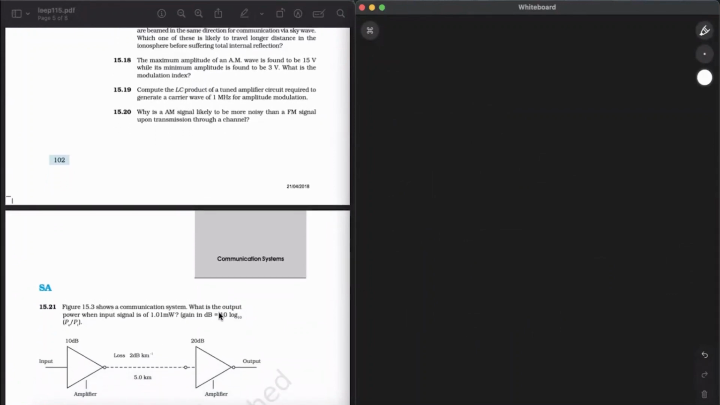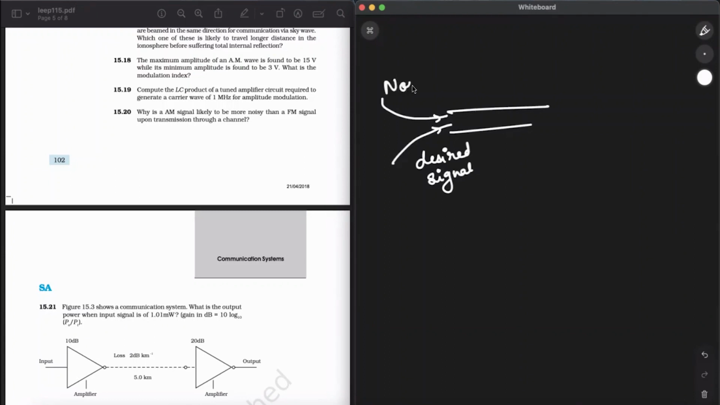Why is an AM signal likely to be more noisy than an FM signal upon transmission through a channel? This is a conceptual question, and I'll just tell you the reason why it happens. In an AM signal, the instantaneous voltage of the carrier wave is varied by the modulation wave voltage, so during transmission through a channel, a noise signal can be added, and the receiver assumes that noise is part of the modulation signal. See, this is a channel, this is your desired signal, and this is your noise. It goes through the same channel.